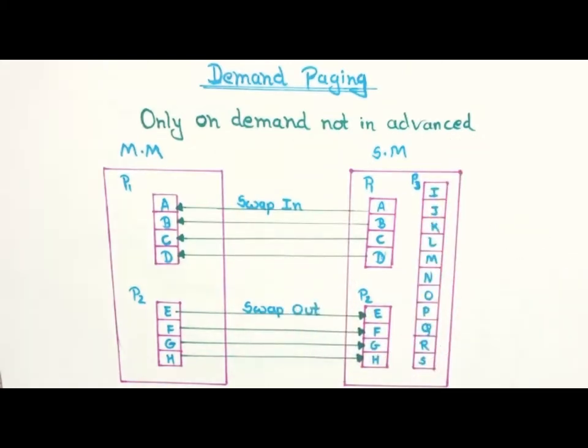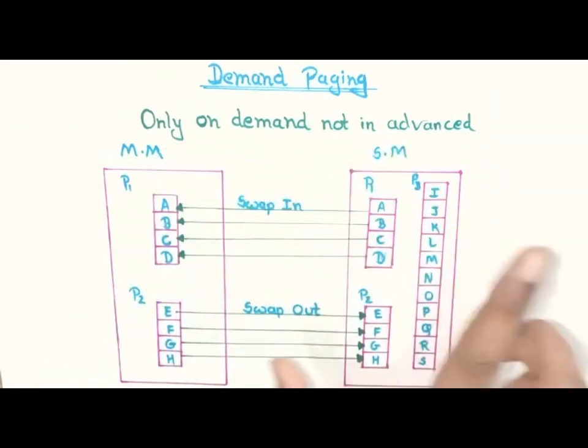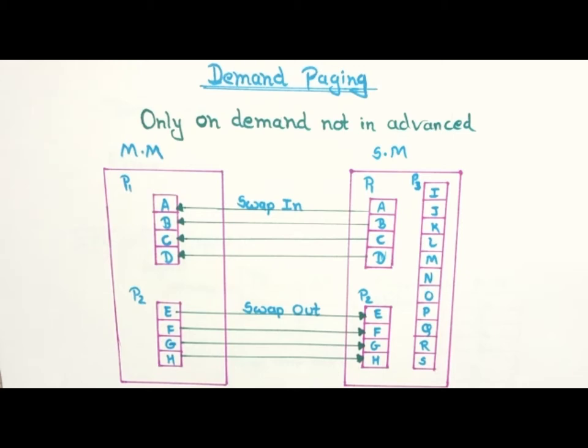If you are opening any folder or any page that is present in the secondary memory, that opened folder will be stored in the main memory, only on demand, not in advance. So this is called demand paging.